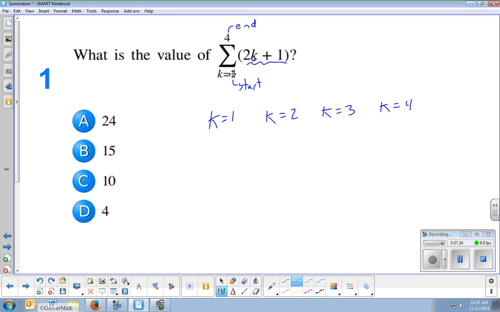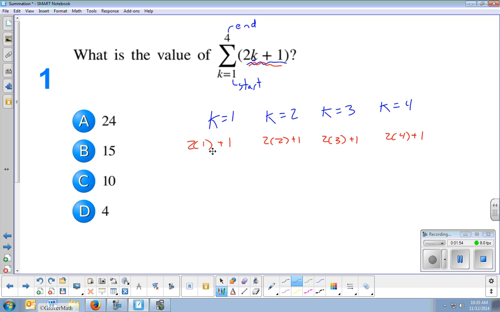So one at a time, I take my values of k and plug them into my expression, 2k plus 1. So 2 times k, whatever you're plugging in for k, plus 1. So when k equals 1, that would be 2 times 1 plus 1. When k equals 2, that's 2 times 2 plus 1. When k equals 3, that's 2 times 3 plus 1. And when k equals 4, 2 times 4 plus 1.